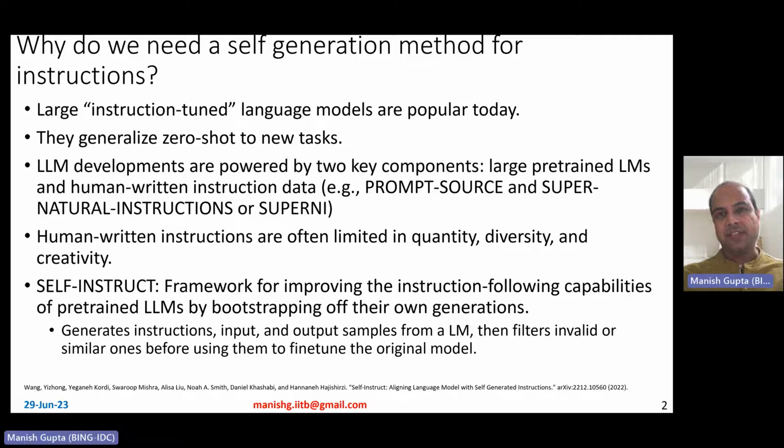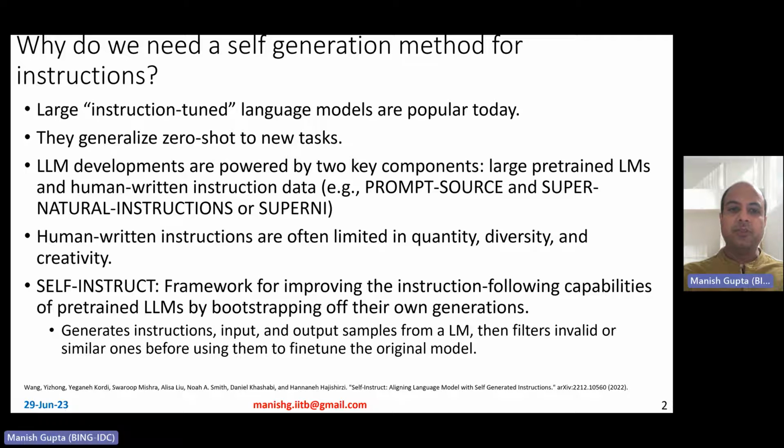As we know in today's world, large instruction-tuned language models are getting very popular. They actually generalize zero shot to many new tasks and therefore are very generally applicable. Now, these developments are powered by two important components. One is large pre-trained language models, and the second is human-written instruction data. For example, PromptSource, which has been used for instruction tuning T0, and SuperNaturalInstructions or Super-NI.